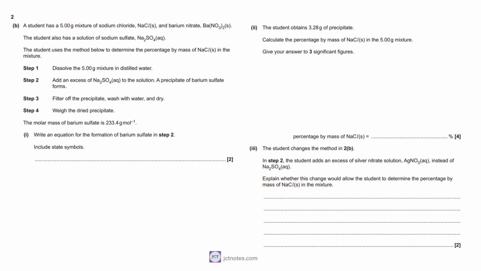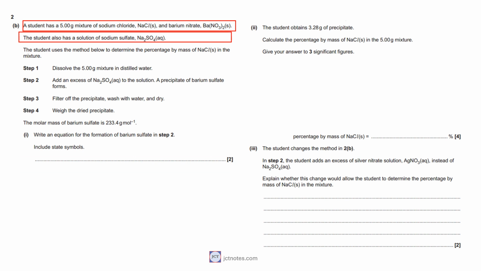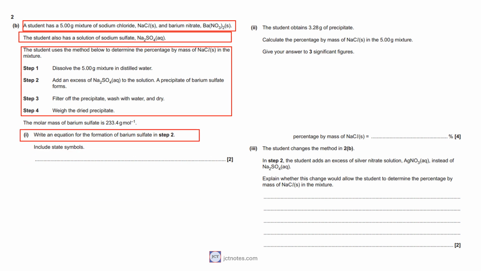In part B of question 2, we have a student with a mixture of sodium chloride and barium nitrate and a solution of sodium sulfate. We are provided with the method that the student uses to determine the percent by mass of the sodium chloride. We have three questions. In the first question, we are asked to write the equation for the formation of barium sulfate in step 2, including state symbols.